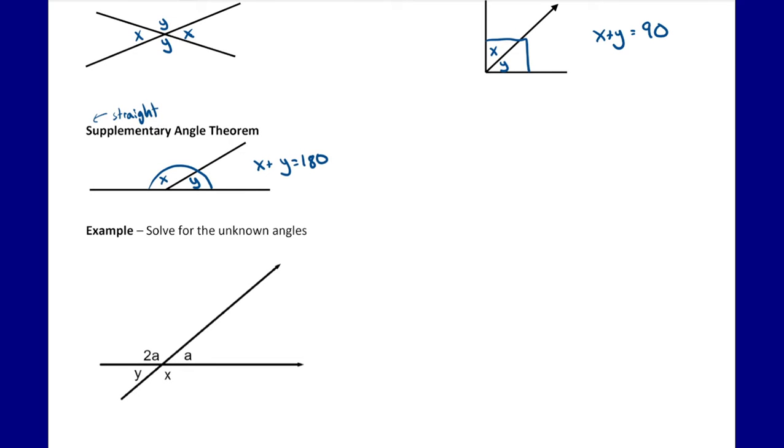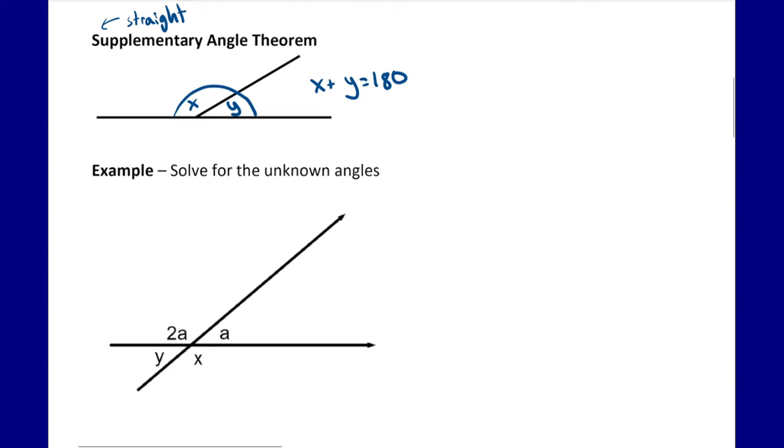So let's solve for the unknown angles. Here we have an example, 2a for our one angle here, a, x, and y. Now we know what they all have to add up to. They all have to add up to 360. But I can't solve that equation because I have too many variables in play here. I have three different variables.